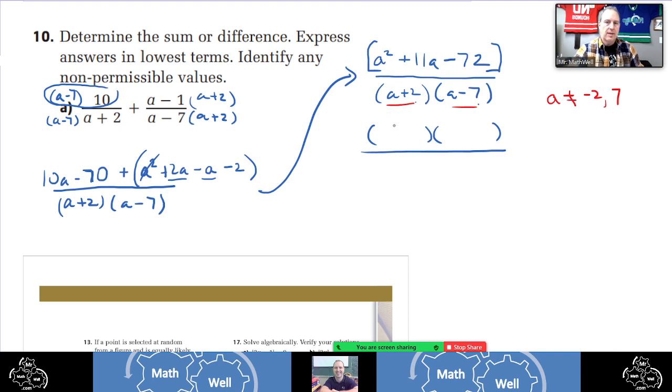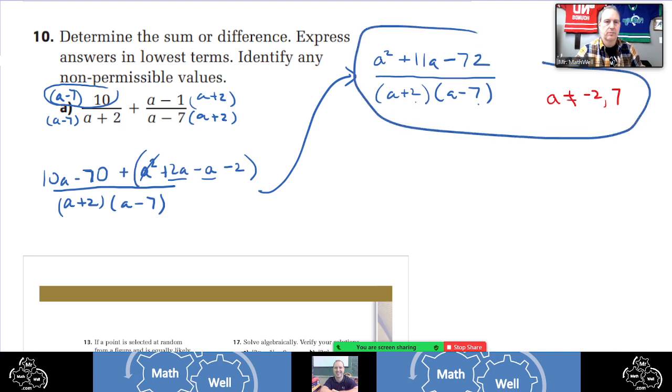So this can't be factored. If you graph it, see if there are any x-intercepts, or use the quadratic formula. It's not going to be factorable here, especially with a plus 2 or a minus 7. So this is your final answer right here. That is your final answer because it cannot be factored any further. Okay?